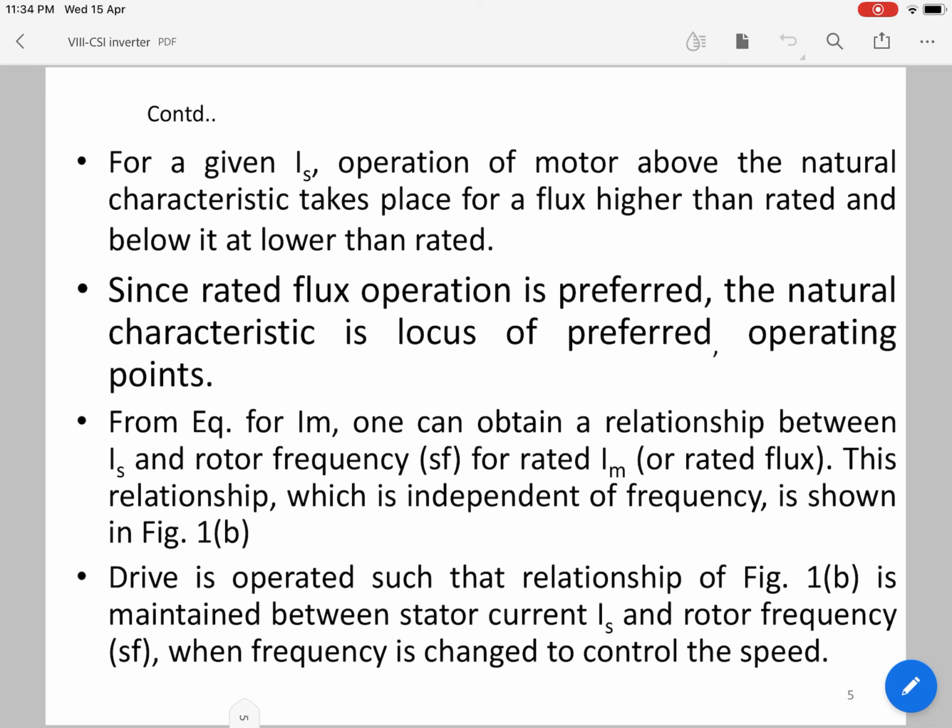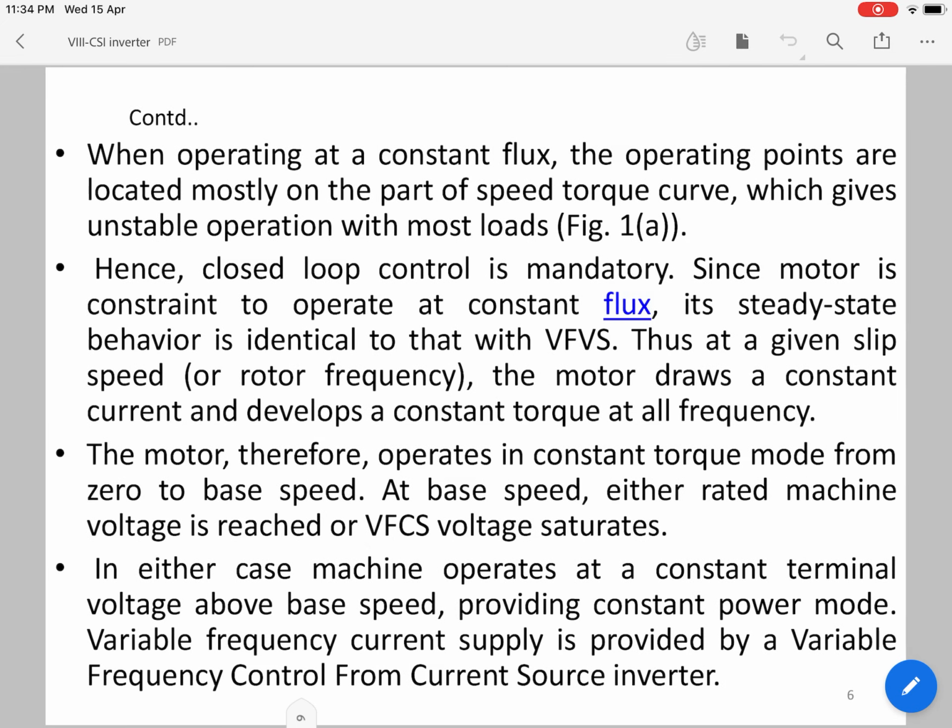So for a given Is, the operation of the motor above natural characteristics takes place for flux higher than rated, and below it at lower than rated. This I have already discussed. And the drive is operated such that the relationship of figure B is maintained between the stator current Is and rotor frequency SF when the frequency is changed to control the speed. Similarly, you can just go through these points.